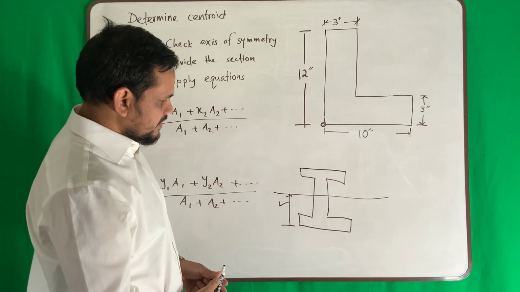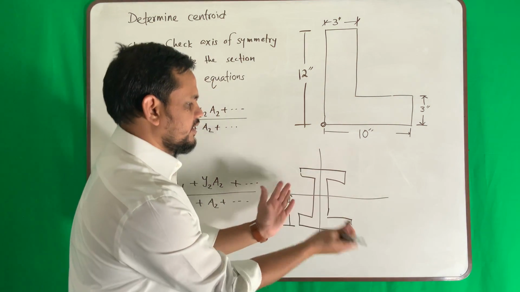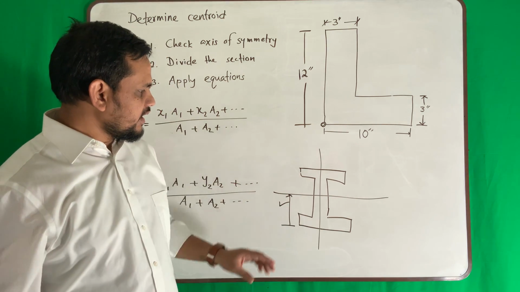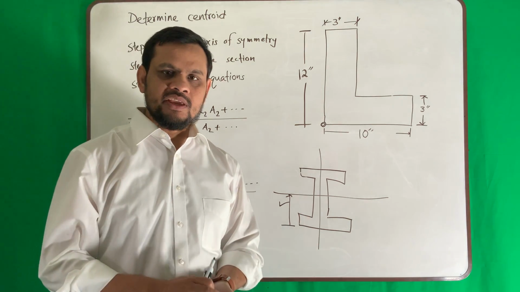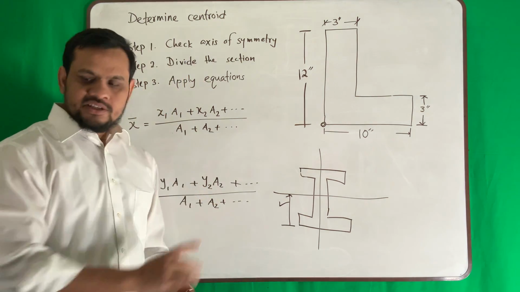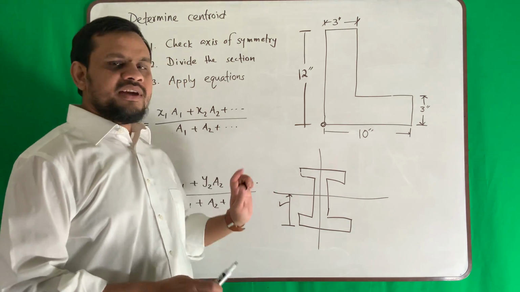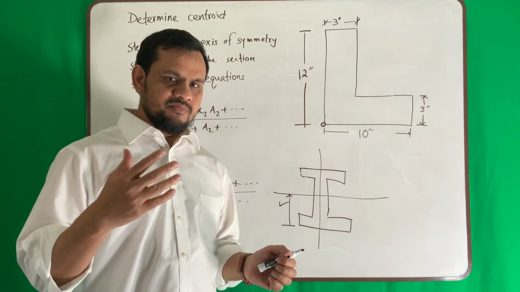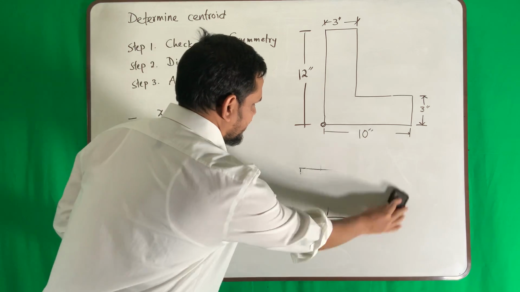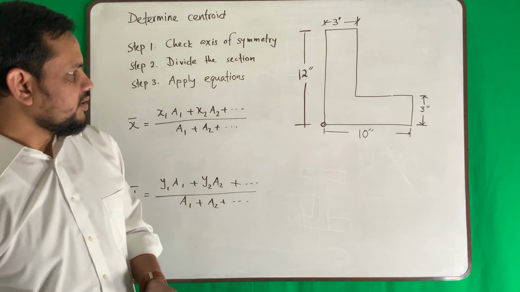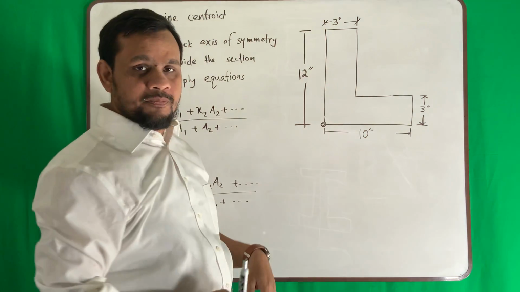At the same time, this can be an axis of symmetry because I can fold it, provided that the dimensions of these planes and these planes are the same. That is called an axis of symmetry. If I know the axis of symmetry, then I do not need to do any calculation. I can just visually find the centroid. In this section, there is no axis of symmetry because I cannot fold this way. I cannot fold this way.